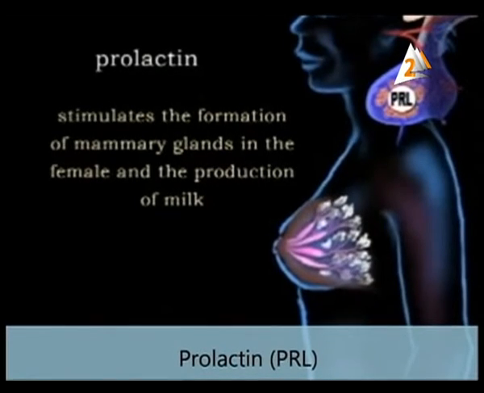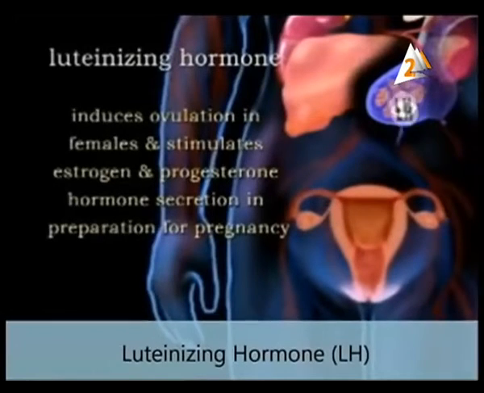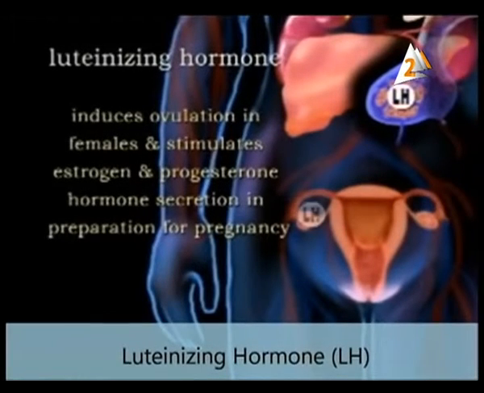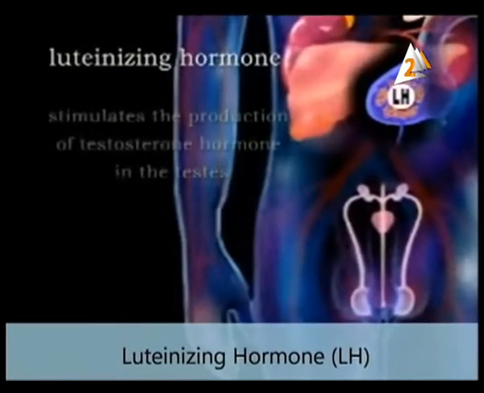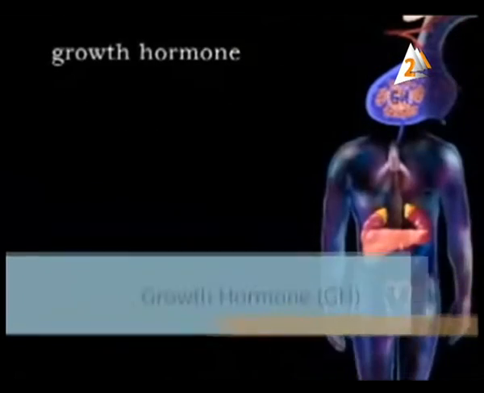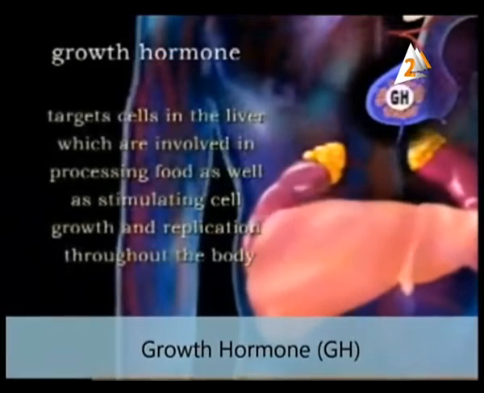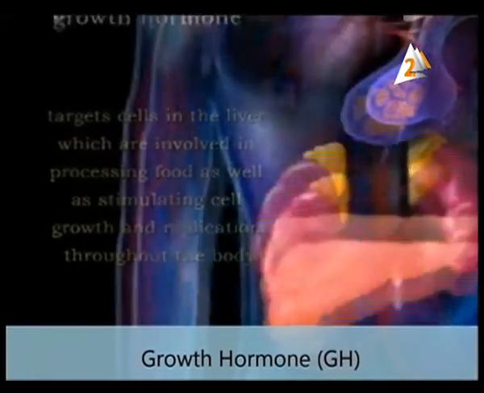from the corpus luteum. Luteinizing hormone, or LH, stimulates the formation of the corpus luteum in females, and the formation and secretion of interstitial cells in the testes of males. The growth hormone targets cells in the liver, which are involved in processing food, as well as stimulating cell growth and replication throughout the body.